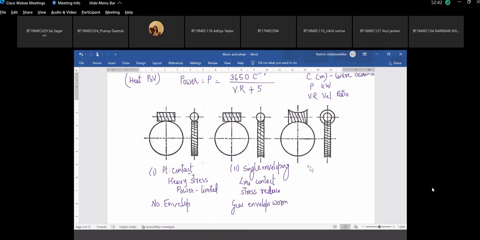And look at this third kind of assembly. Worm is enveloping the gear and gear is enveloping the worm. So both worm and wheel, both of them are enveloping each other, and this is known as double enveloping. And here, from point contact to line contact, now this is area contact. And with area contact, here the power transmission capacity is large as compared to the first two cases. Large power can be transmitted.